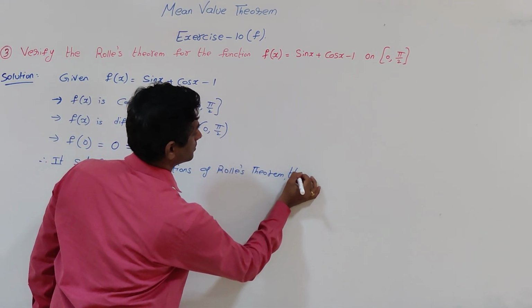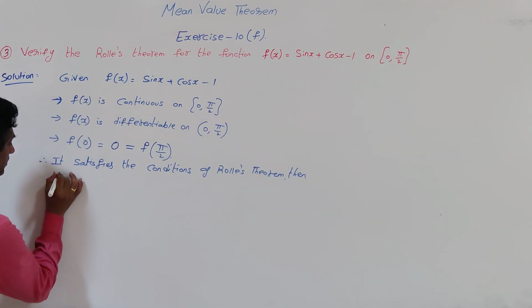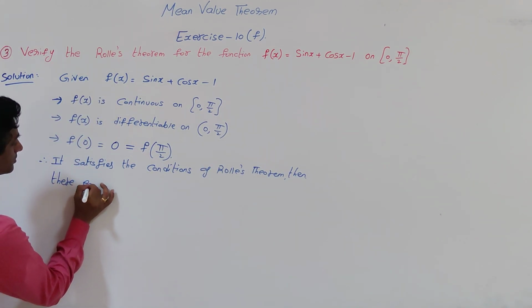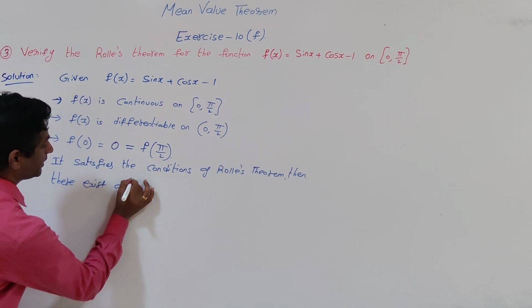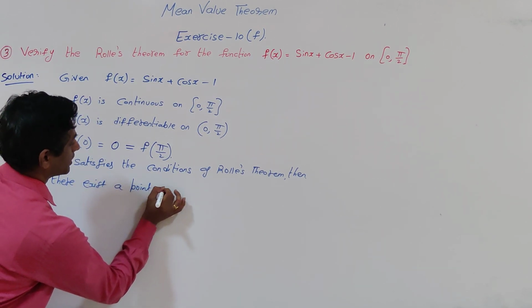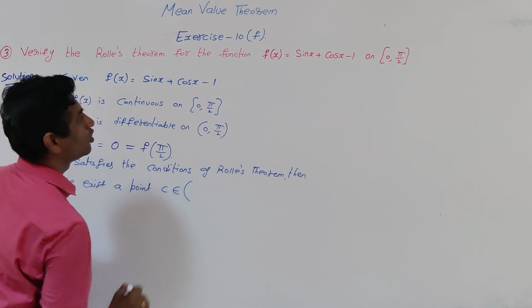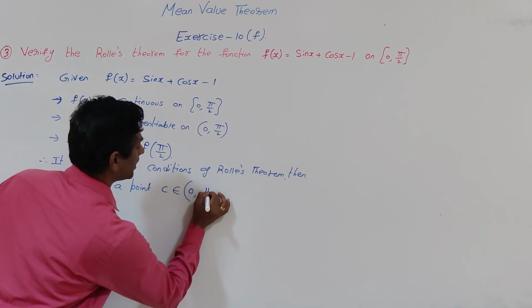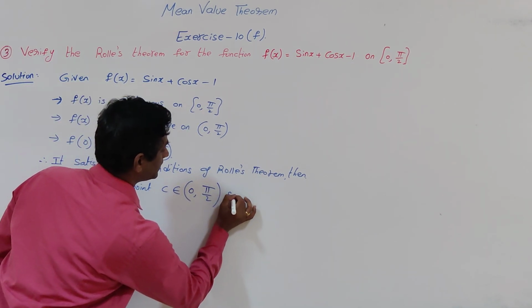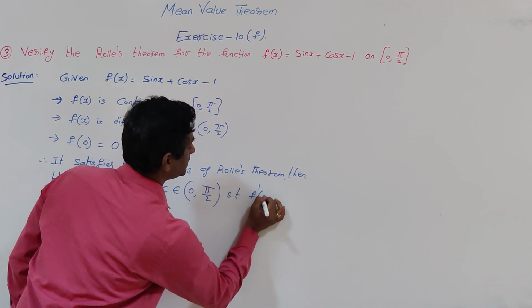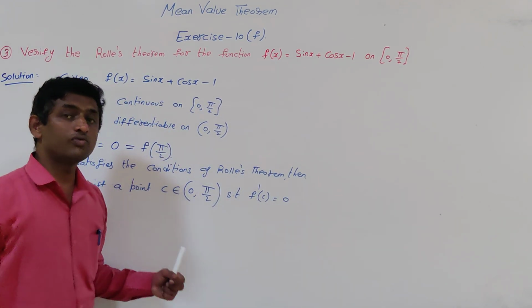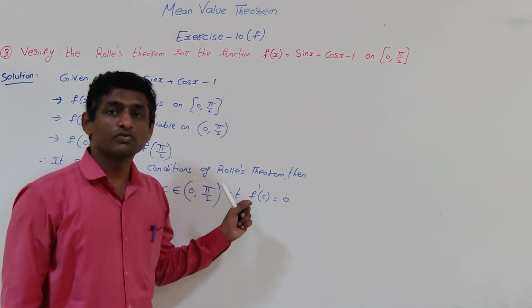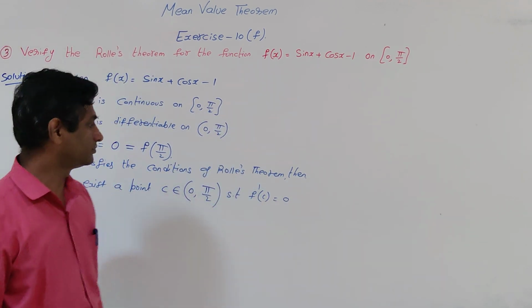Then there exists a point C belongs to the open interval 0 comma pi by 2 such that f dash of C is 0. So now we have to find out for what value of C it is 0.